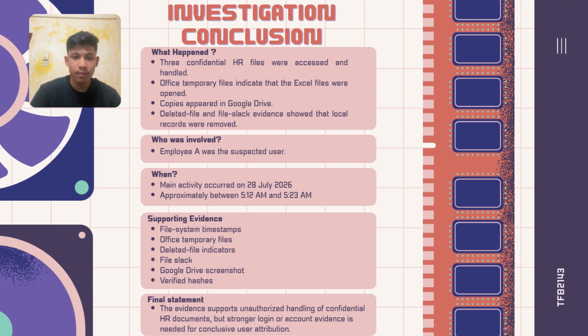However, the available screenshots do not provide enough login or account evidence to conclusively prove that the employee was physically operating the device. Therefore, the safest conclusion is that confidential HR documents were accessed, copied to cloud storage, and some local records were later deleted. The activity is consistent with the suspected action of employee A, but stronger evidence such as Windows login logs, user profile records, browser account information, or CCTV will be required for conclusive attribution.